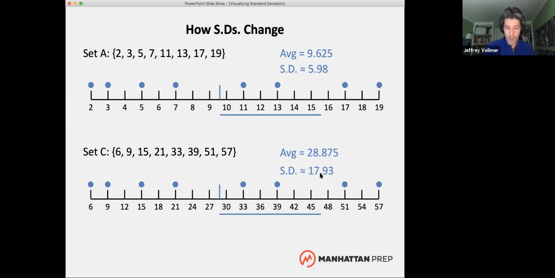Yeah, the reason this isn't 17.94, because that would be 3 times 5.98, is that I had to round this up to get to 5.98, and the rounding didn't work when I multiplied by 3.